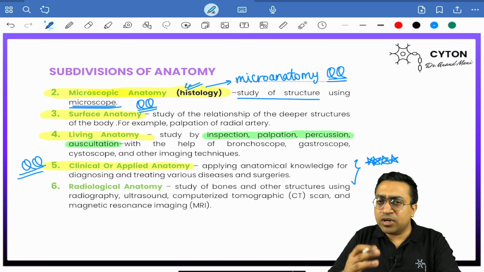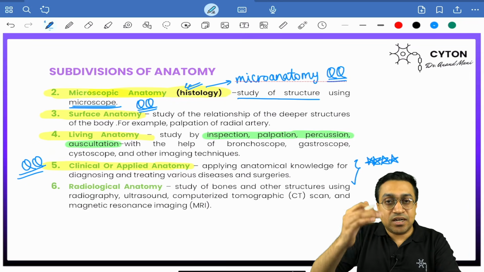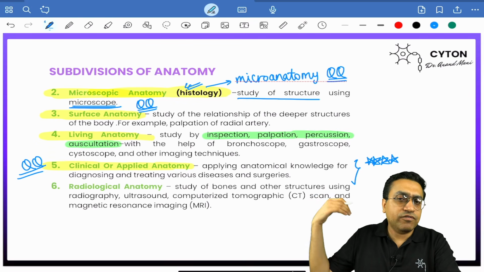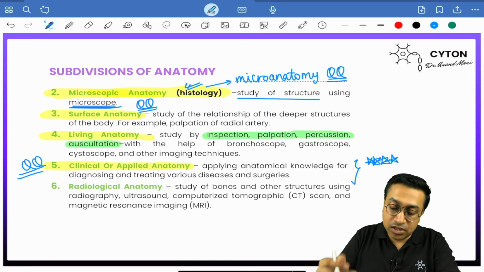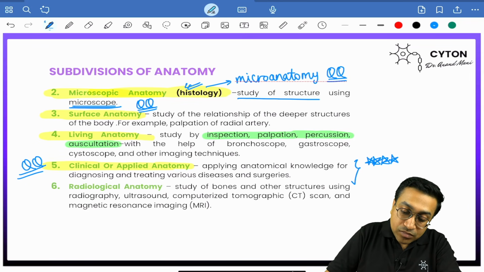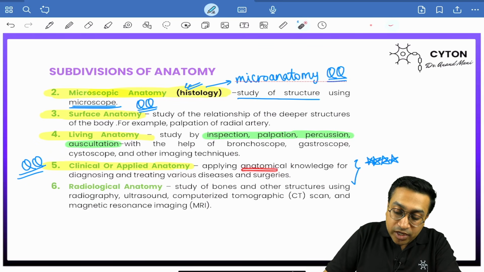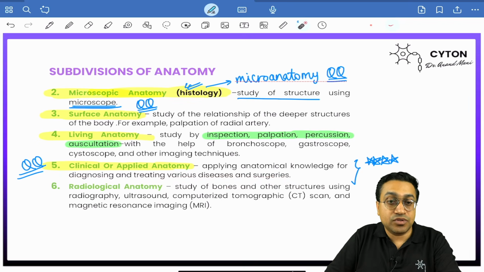Even if you don't remember, that's not a problem, you just read at least. Okay, give a single reading of every clinical box in the textbooks, because throughout that only you will be able to at least know something in the MBBS first year. So you need to apply your anatomical knowledge for diagnosing and treating the various diseases and surgeries.